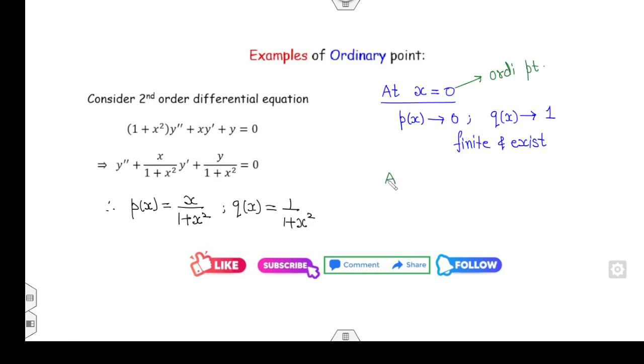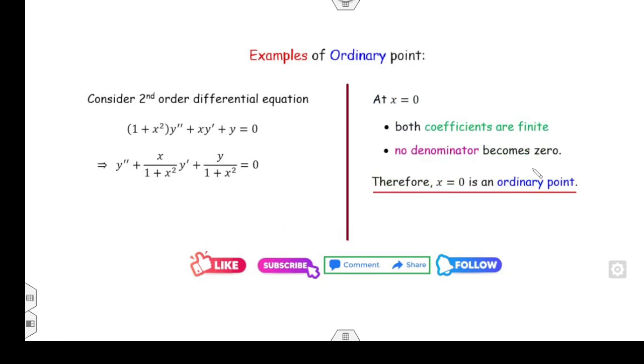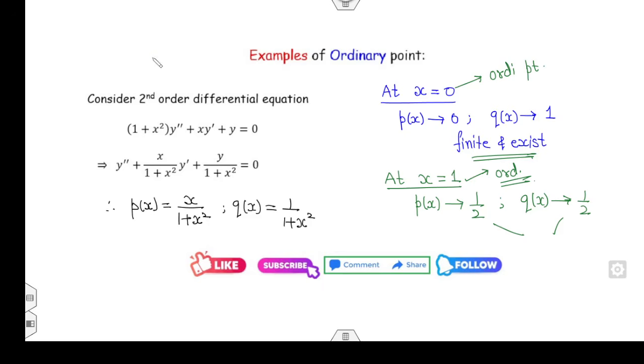On the other hand, if you want to check at the point x equals 1, what will happen? p(x) becomes 1 by 2, q(x) becomes again 1 by 2. Both the limits exist and are finite. Therefore, x equals 1 is also my ordinary point. Clear?